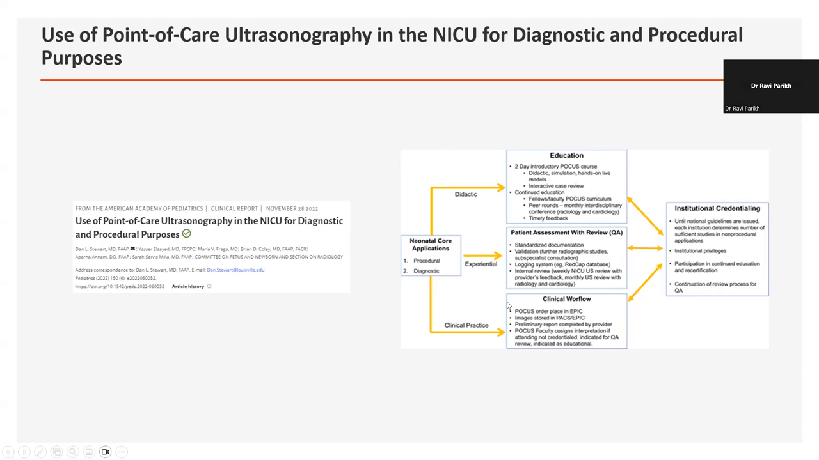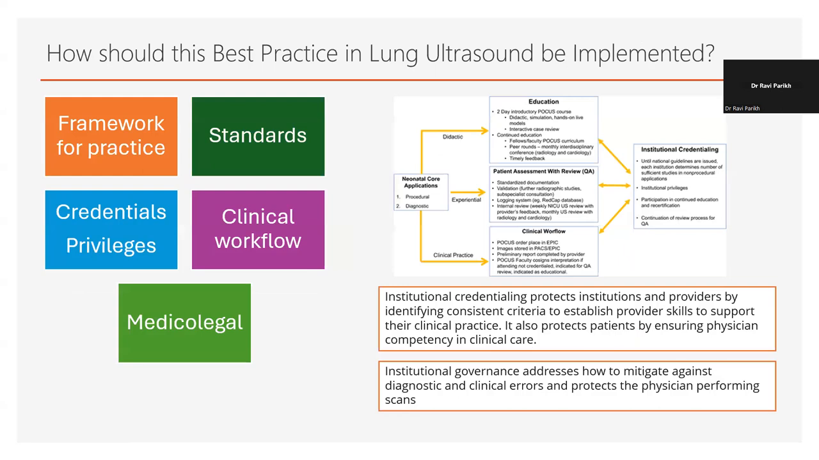Now, having some kind of a framework that your institution feels safe with keeps you safe. And really, from our perspective, how do we develop this framework? Well, this framework basically has four aspects to it. So the first aspect is having a guideline that establishes what the indications for lung ultrasound in your unit are. Really, standards that establish how you're going to make the diagnosis.